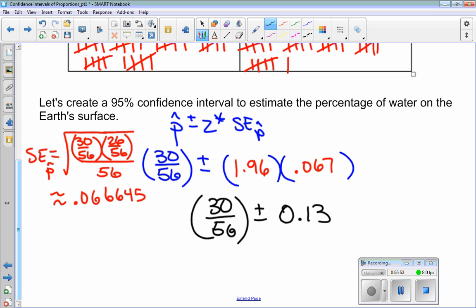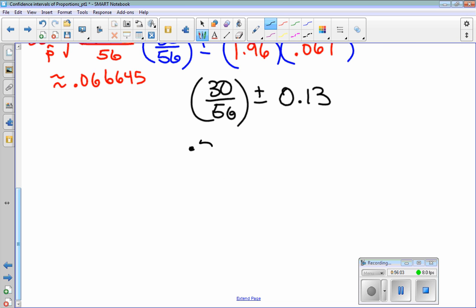Okay, about 13% margin of error. And we have 30 divided by 56, which is 54%. So we have 0.54 plus or minus 0.13. So let's find, so we'll say 0.54 plus 0.13, and I get 67%. And then if I say 0.54 minus 0.13, I get 41%.